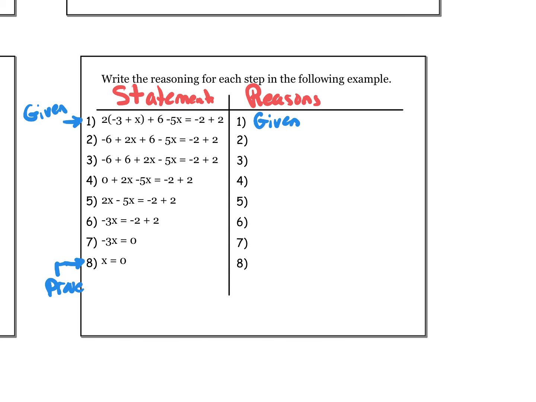To get the reasoning for the second line, we ask ourselves, what do we do to the first line to get to the second line? And you can see that we took the 2 and distributed in. So this is distributive property. Then, what do we do to line 2 to get line 3? And that reasoning goes for line 3. And you can see here that we swapped 2x plus 6 to become 6 plus 2x, commutative property.